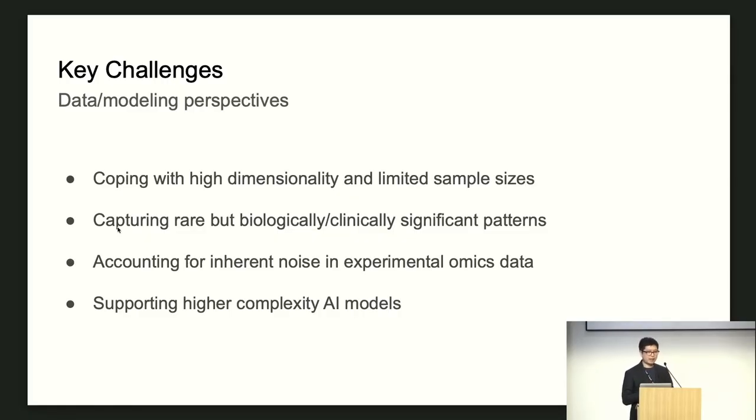And then the second challenge is that in biology, oftentimes rare patterns in the data sets are the most interesting ones. So once we add DP, we might be losing those signals. So how do we retain those signals for these use cases? And then there are these other interesting method development opportunities, including things like methods to account for the inherent noise in the experimental data sets that are pretty common, and also the ability to support higher complexity AI models that are being introduced in this field lately.